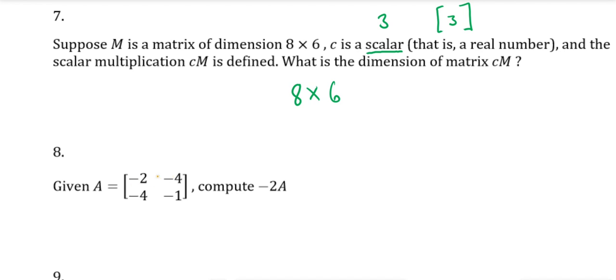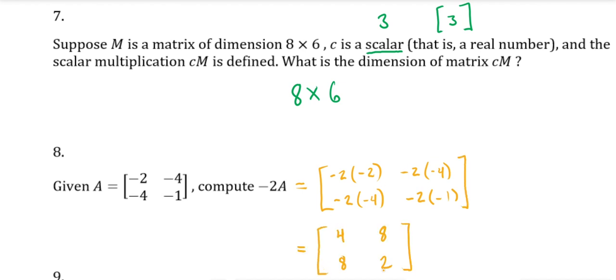So, for example, if this is my matrix A, then the matrix -2 times A is going to be given by taking -2 and multiplying it by each entry in our matrix. Carrying out these operations, we get the following result.